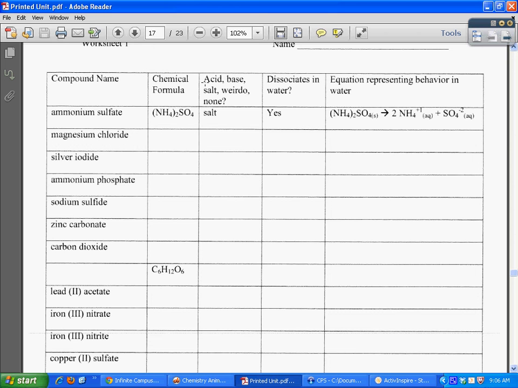That's correct. Anything that has a name with prefixes in it is going to be a none. Anything that has prefixes in the name would be a none. So what I'd like you to do now is for both pages this time, 17 and 18, complete the acid, base, salt, weirdo column.